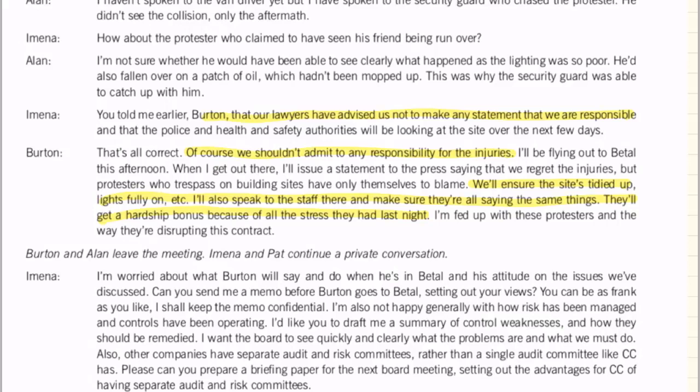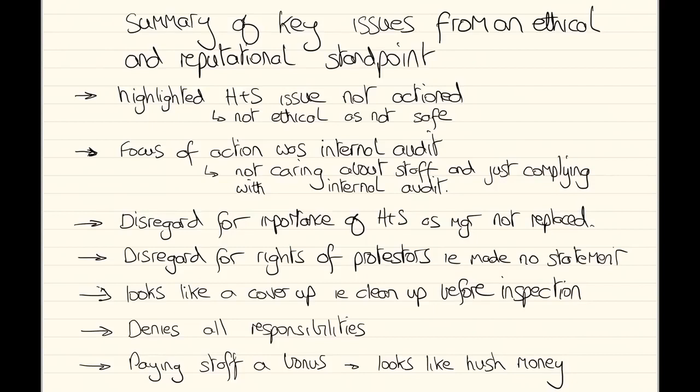So what do we pick from that? Well, in summary, what I picked up was health and safety issues were not actioned. This is contrary to what was said in the annual report that we highlighted a moment ago. It seemed that they weren't that caring about the staff and they were just complying with internal audit. Again, that's not great. Not really that bothered about a health and safety manager as they weren't replaced. They made no statement about protesters, so they don't seem that concerned about them, and it does talk about not just employees but other stakeholders. They're going to clean up for the inspection. How does that look? Could look like a cover-up.